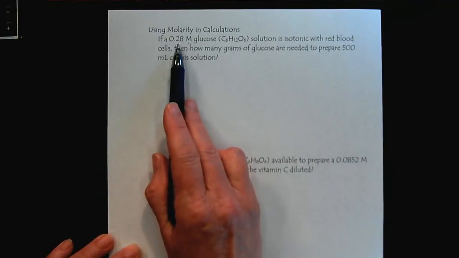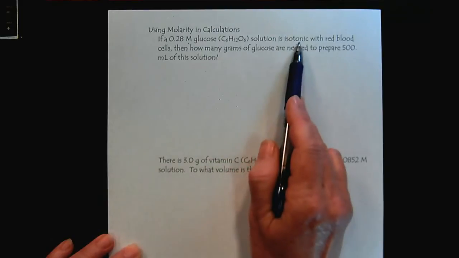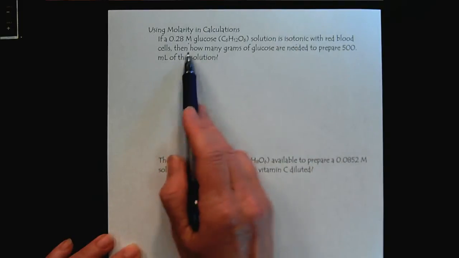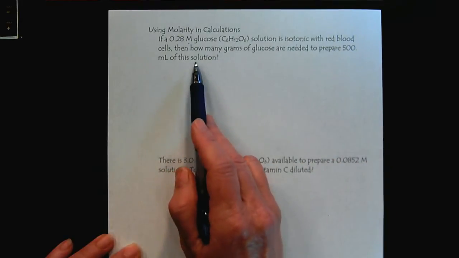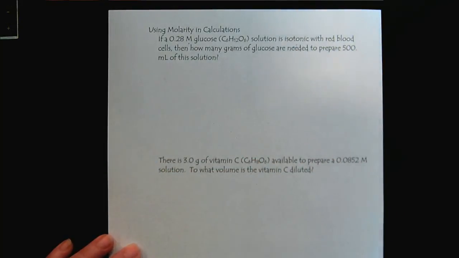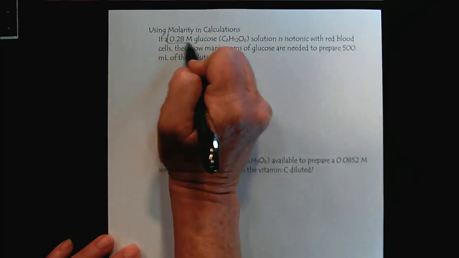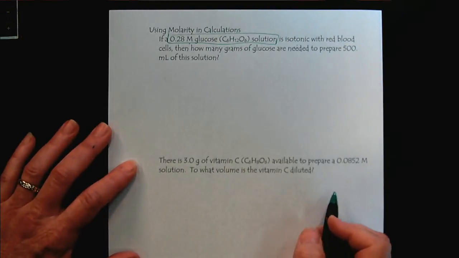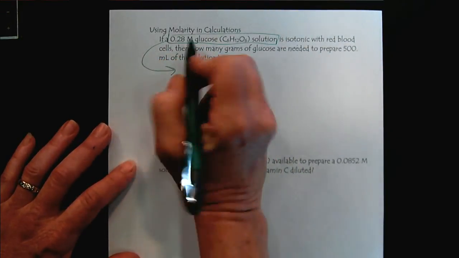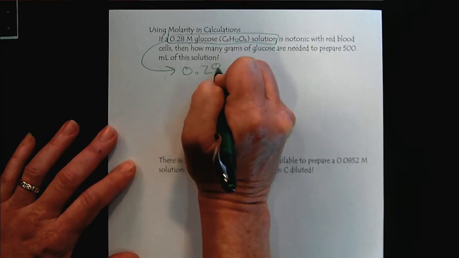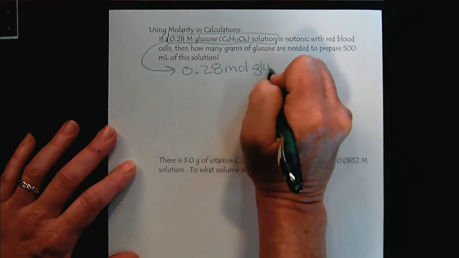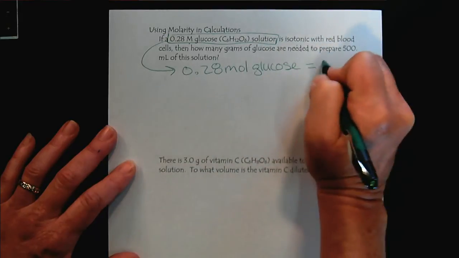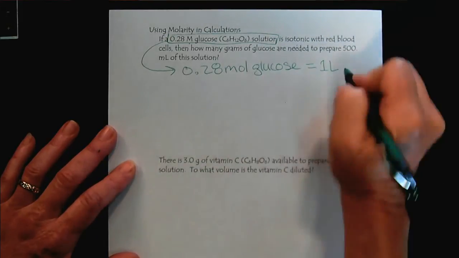So if a 0.28 molar glucose solution is isotonic with red blood cells, then how many grams of glucose are needed to prepare 500 milliliters of this solution? So this is the key part here: when we get the molarity, we need to recognize what this is telling us. This is telling us that we have 0.28 moles of glucose in every liter of solution.